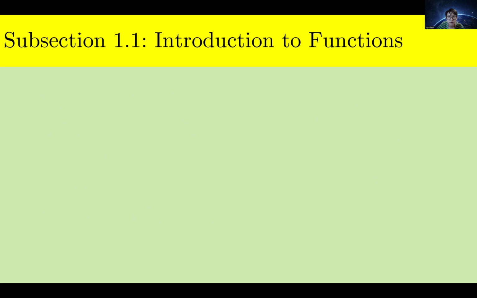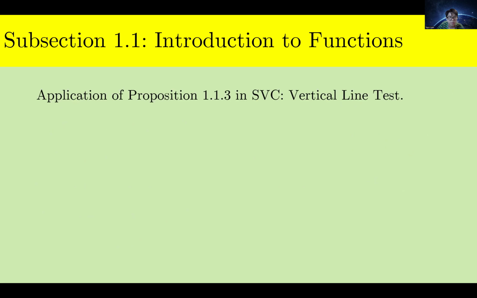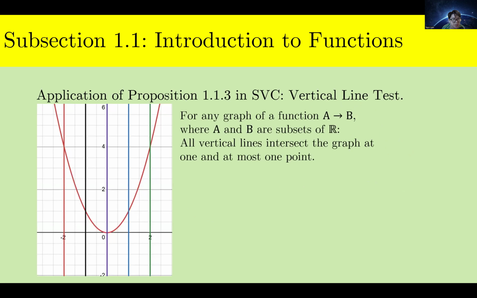Now we have an application of the proposition in single variable calculus: the vertical line test I just talked about. If we have a graph like this, which is the graph of f equals x squared, all vertical lines intersect the graph at one and at most one point. You can see the intersection here and here, and you can't find any in the other parts.